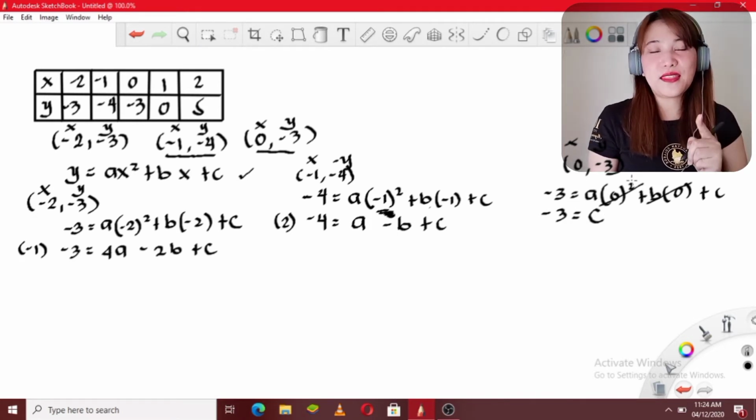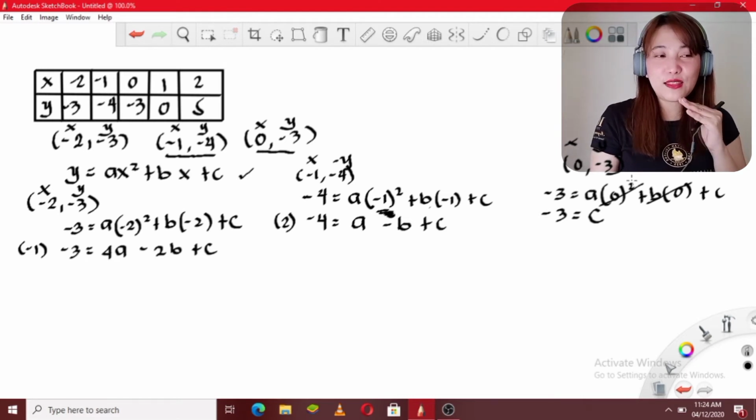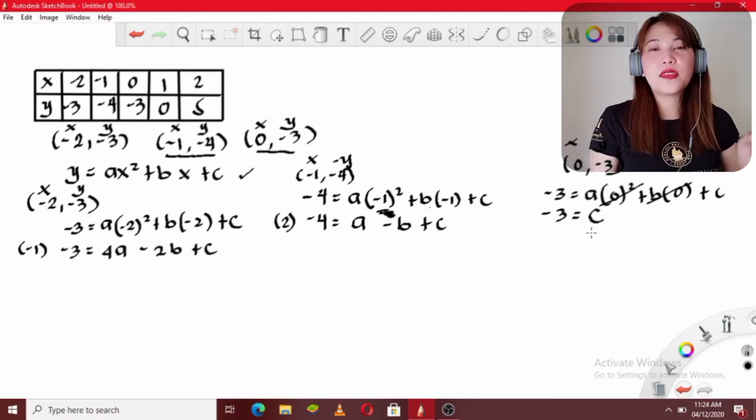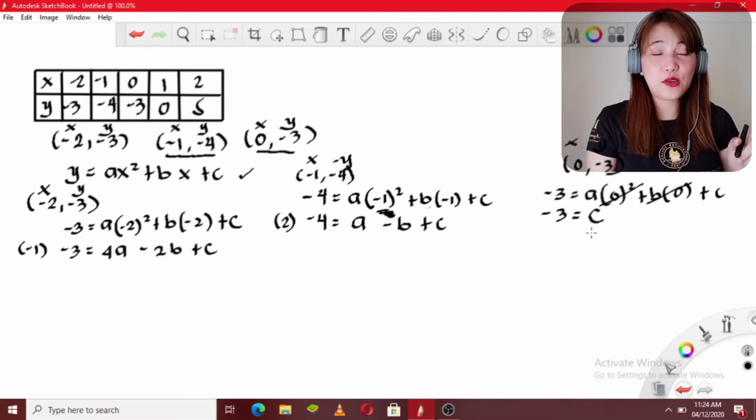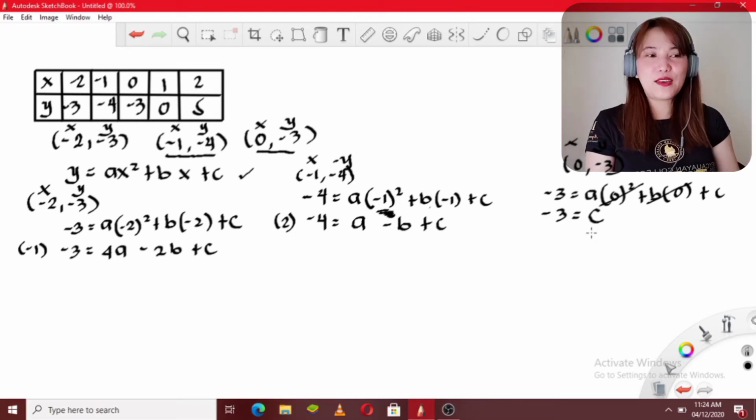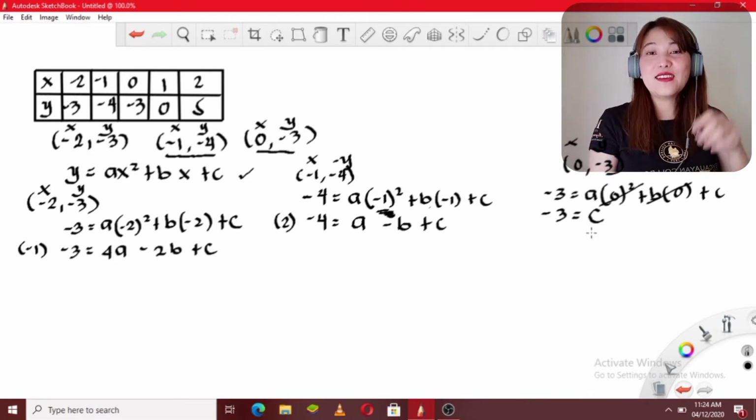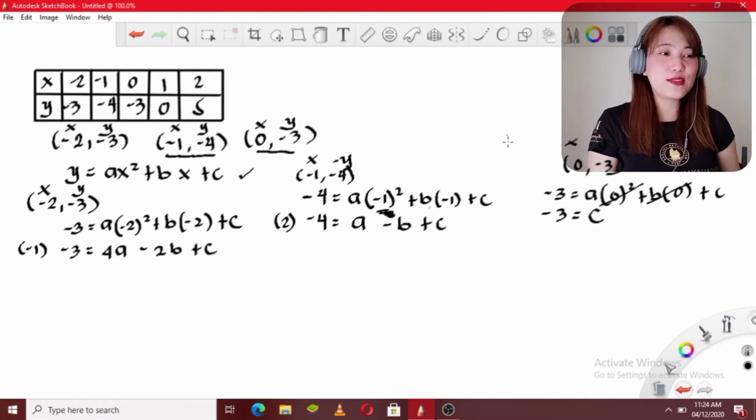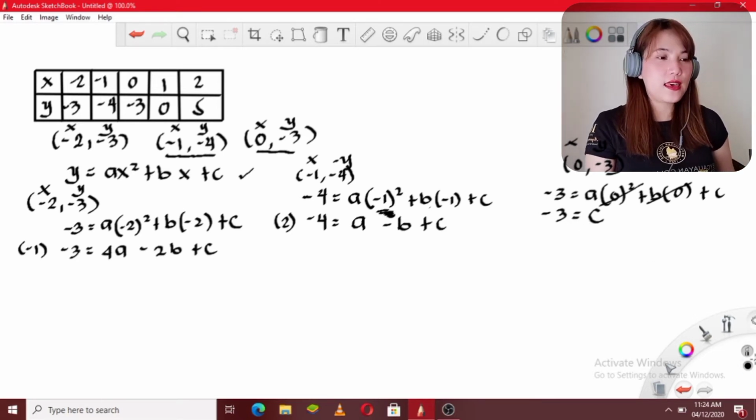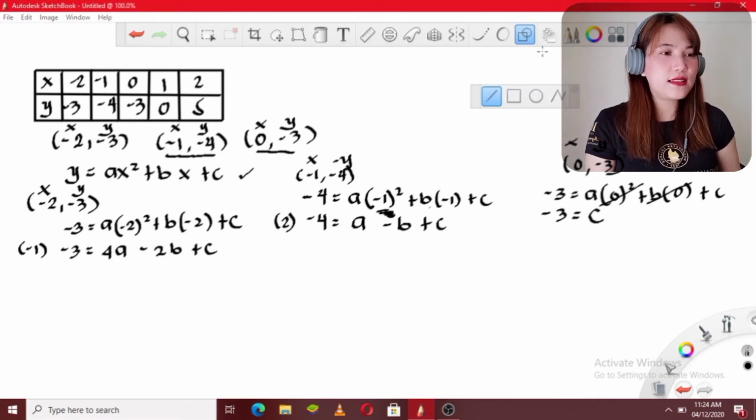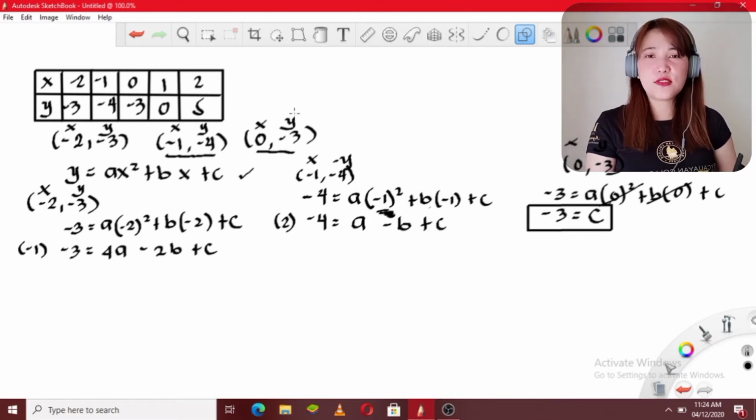So, here, good thing, this is actually our third equation. Pero, wala na yung a and b. Ayan. So, c na agad ang na-solve natin. So, this is good thing. Mas mabilis tayong makakapag-solve because we already have the value of c. So, i-box muna natin siya. So, this is our c. So, ngayon, na-solve na natin yung c.